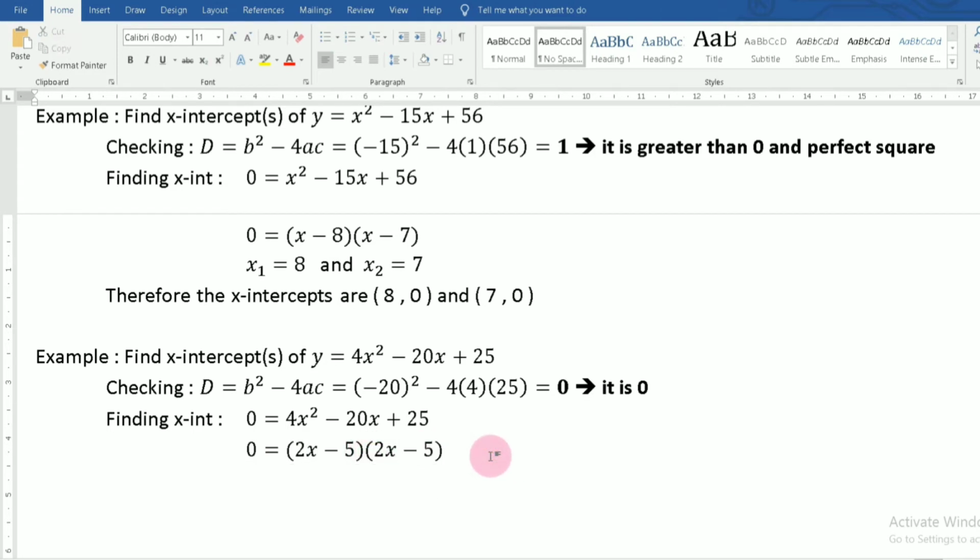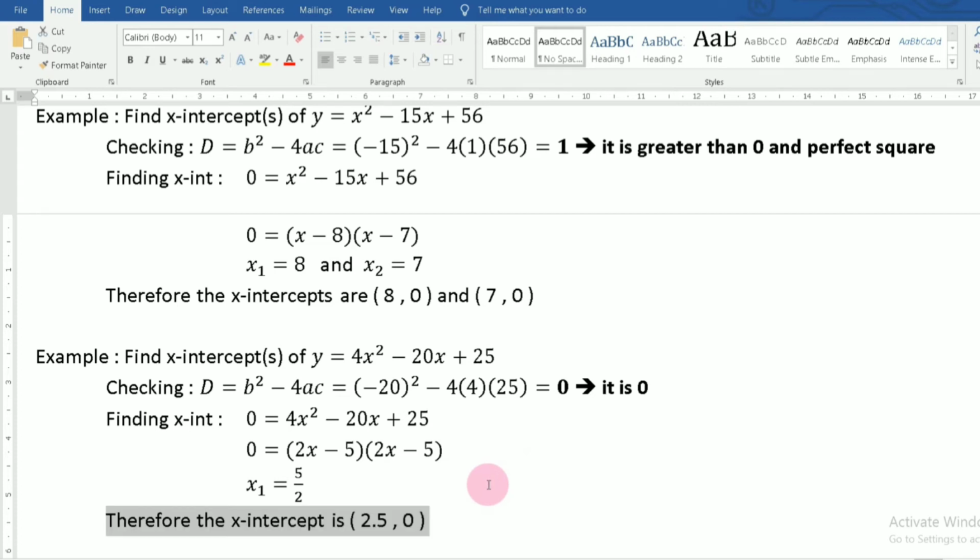Two same factors means we have only one zero. The zero that will make this factor equal to 0 will be 5/2. So there's only one x-intercept. Therefore, the x-intercept is (2.5, 0). Yeah, 5/2 or 2.5. That's how you use the first method.